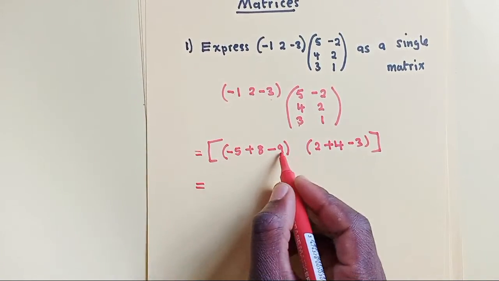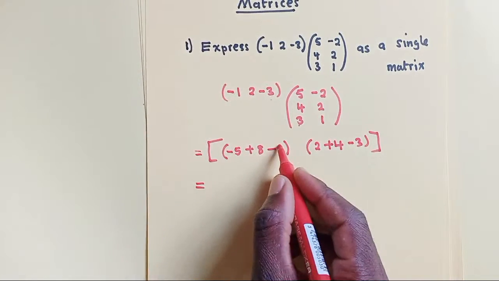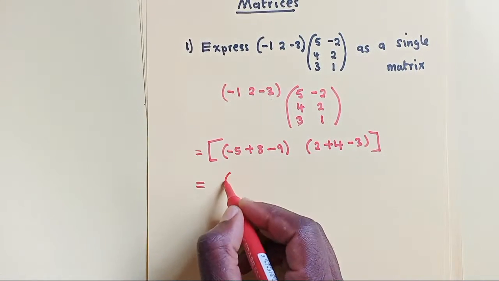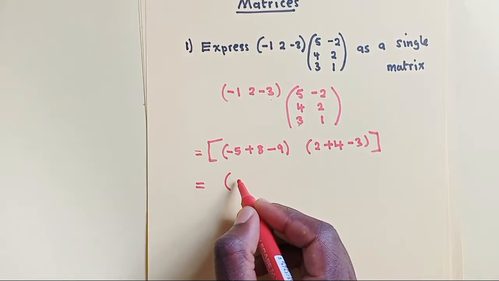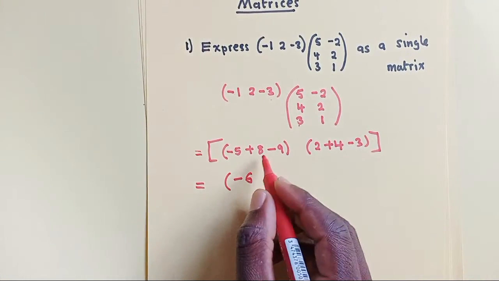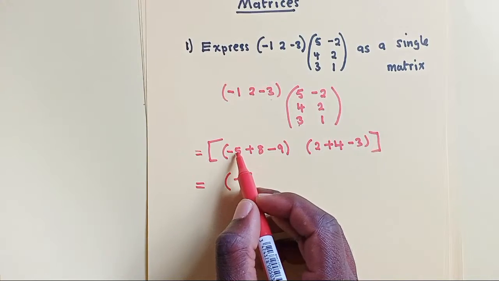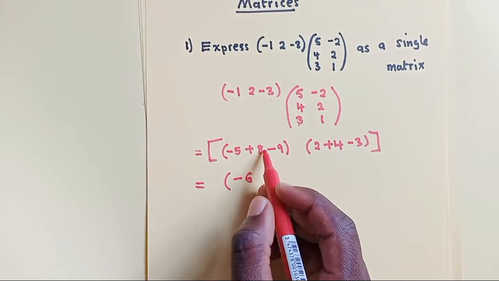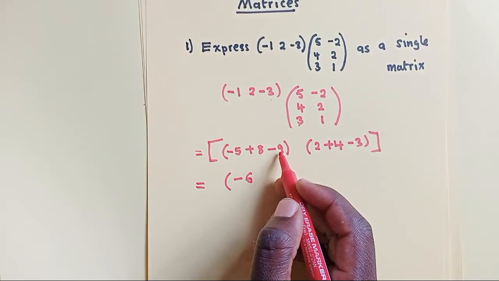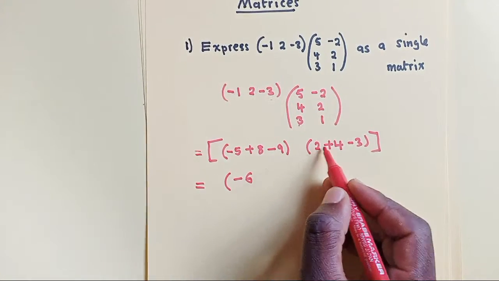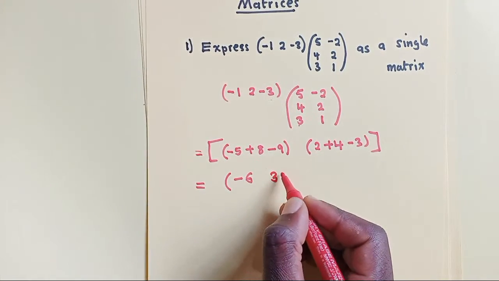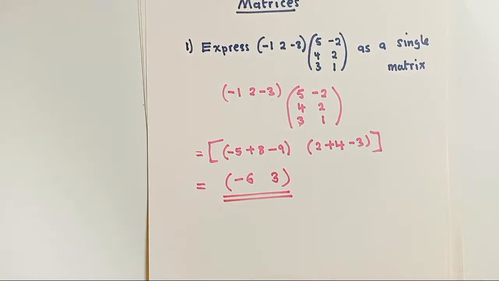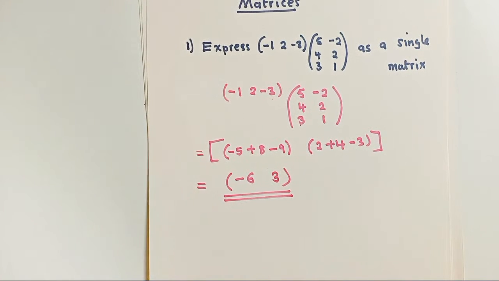Next will be now to work out what is inside the brackets here. So when we work out what is here, we are getting a -6, because -5 plus 8, it will be +3. +3 minus 9, it's -6. Even here, when we work out, we have a 3. So this is our answer. Okay. Are we together, everybody? This is our answer.